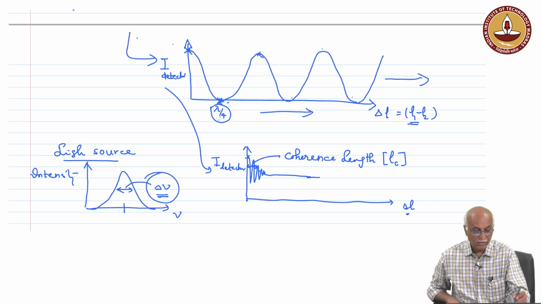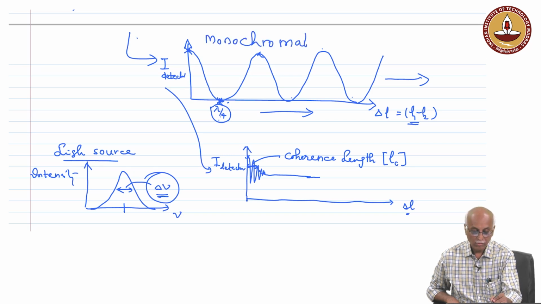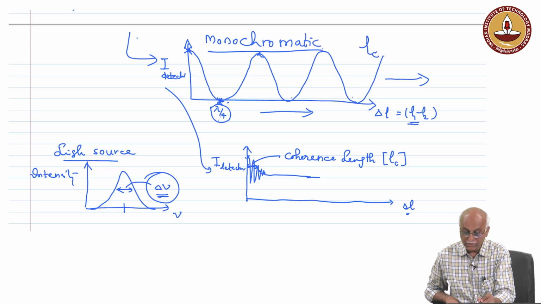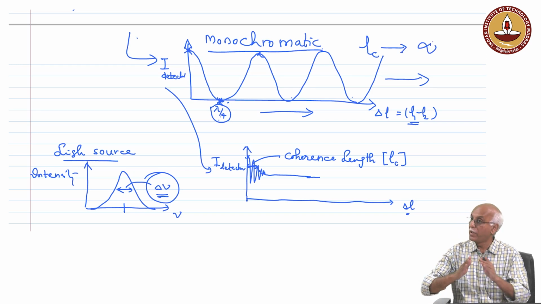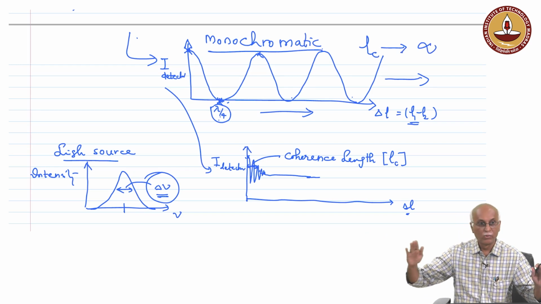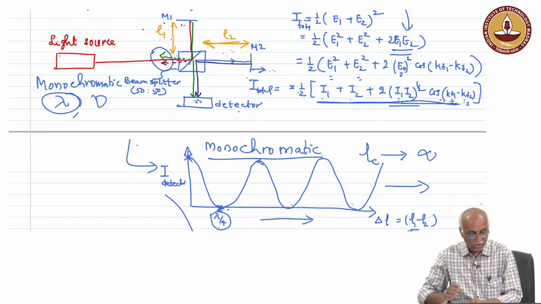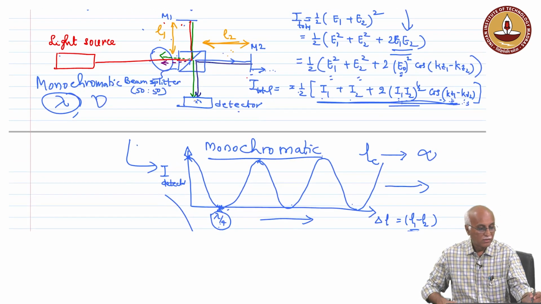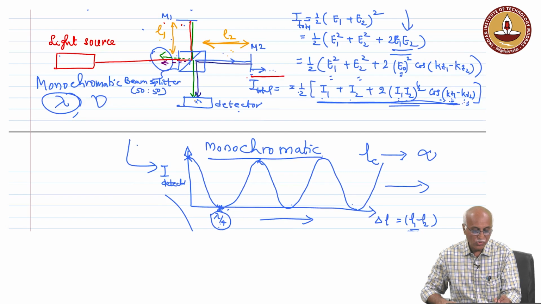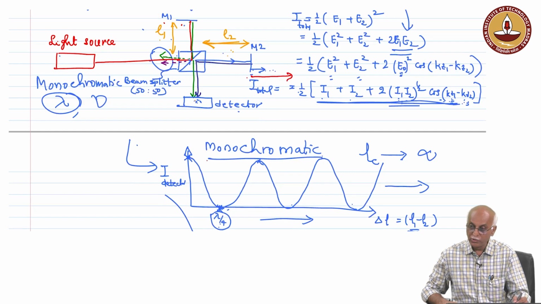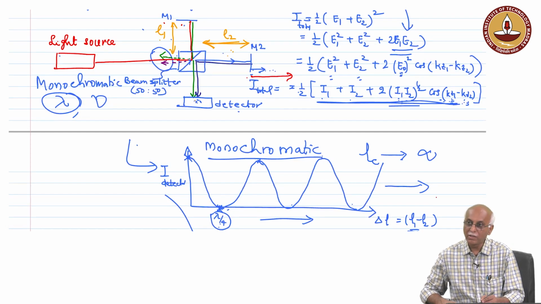So, when we consider a monochromatic light source, coherence length is almost infinity, very long. Are you clear what it means? I keep changing this mirror position, and I will keep observing maxima and minima continuously.